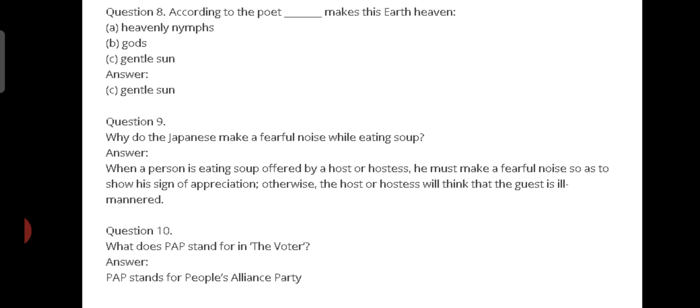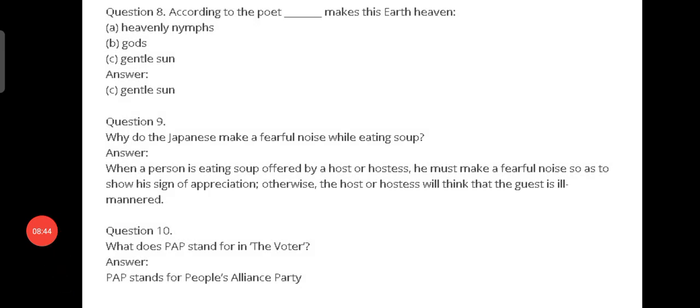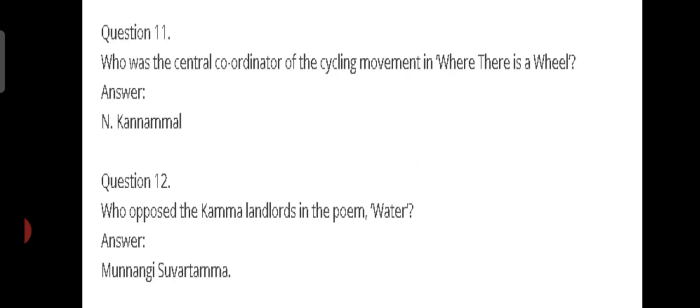Next, what does PAP stand for in The Water? PAP stands for People's Alliance Party. The other day also some of you got confused with that. Some have written something else as the answer. So, please be clear about what is POP and PAP. Usually they ask these questions.